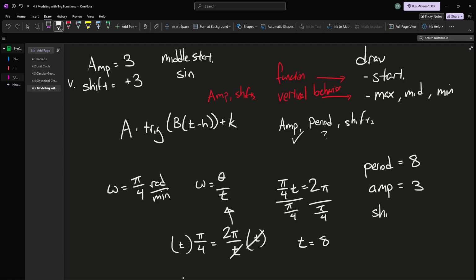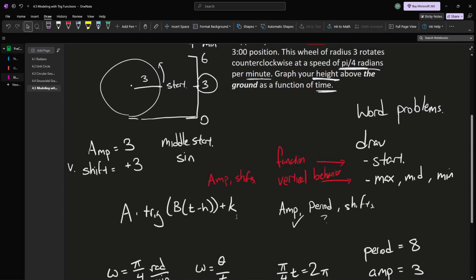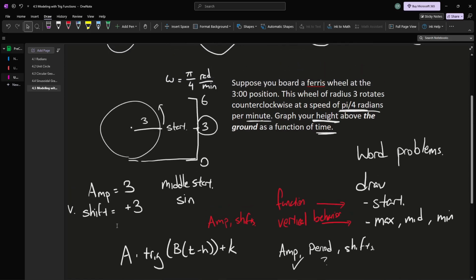And my shift, let's look at what we have. I'm saying we have a vertical shift of 3. Horizontal shift is about my start. Actually, they're both about my start. Horizontal shift is about my time, vertical shift is about my position. So we say I'm starting exactly at 3, at the 3 o'clock position. So I'm starting here at a height of 3. If this is my start, my vertical shift is plus 3. My horizontal shift is not anything at all.